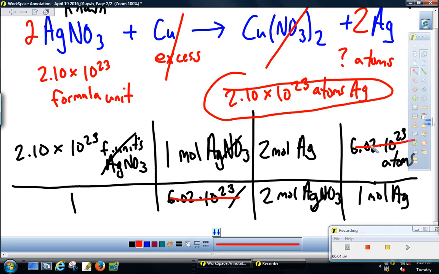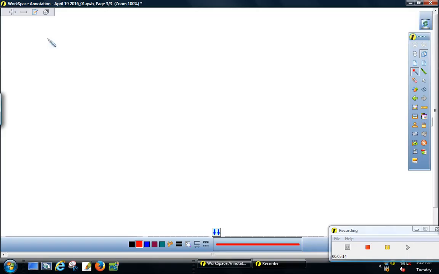So as particles to particles, the 6.02s are going to cancel out, and really you're just taking how many atoms, how many particles, how many formula units, how many molecules you're starting with, and multiplying them by the ratio. Alright, let's do one other type of problem. Let's sort of mix the two types of problems together.